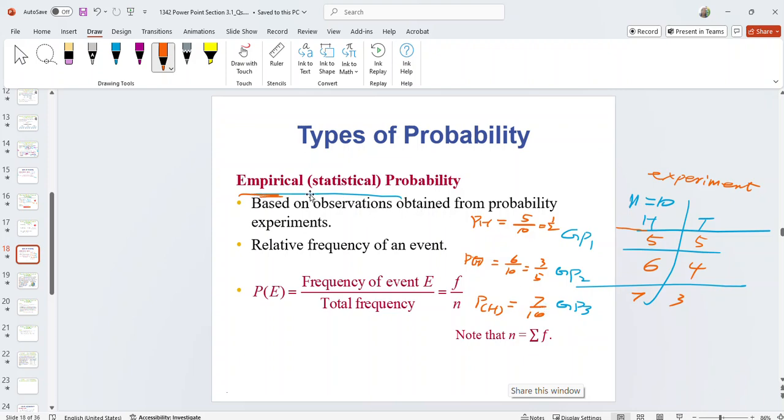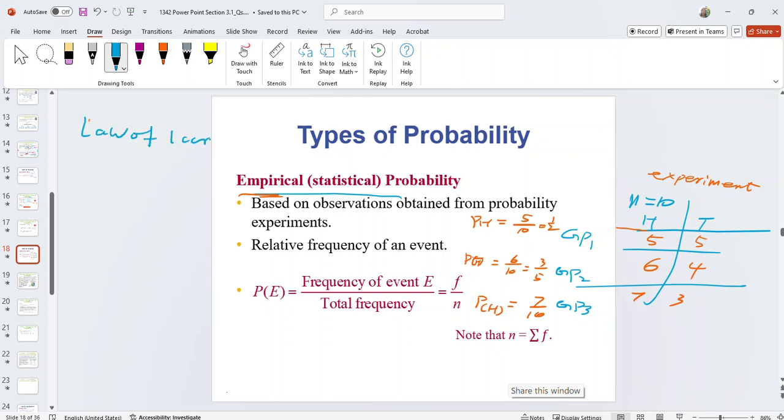Sometimes people ask, how about this? Now we have this empirical probability. Does it contradict the theoretical probability we talked about earlier? That's why we have something called the law of large numbers. I'm just going to pull that ahead. Law of large numbers.